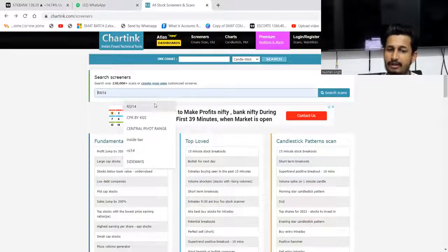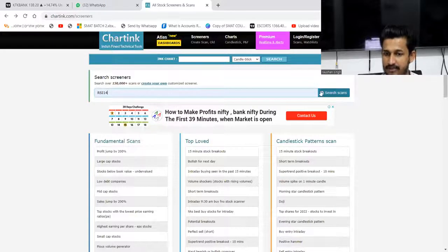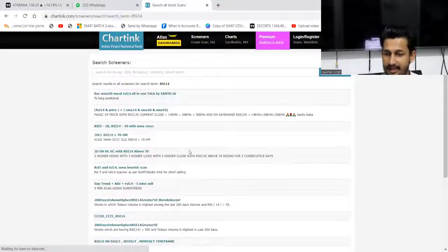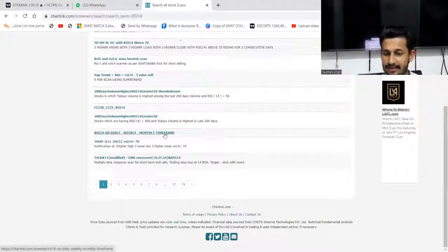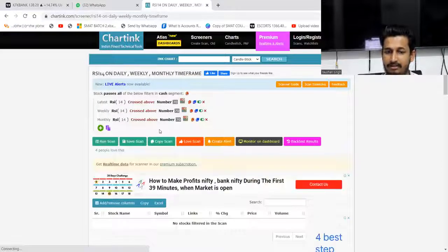What you have to do, just type RSI 14 and search scans, because this is our RSI 14 indicator. There will be a lot of indicators coming up. What we need to do is go to the third one, RSI 14 on daily, weekly, monthly time frame. I'll click over here. This one will show me those stocks which are in the downtrend. Now this charting website takes a lot of time to understand, so I'll directly give you the indication of what you need to get over here.